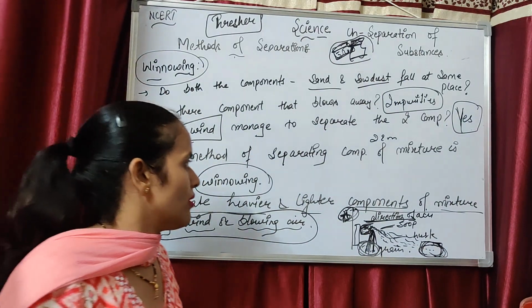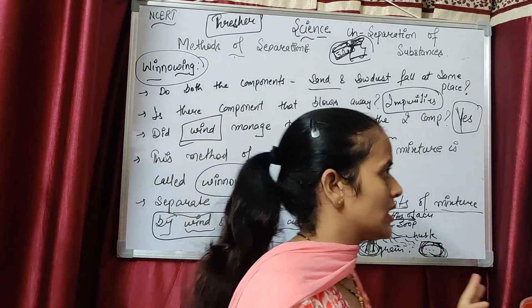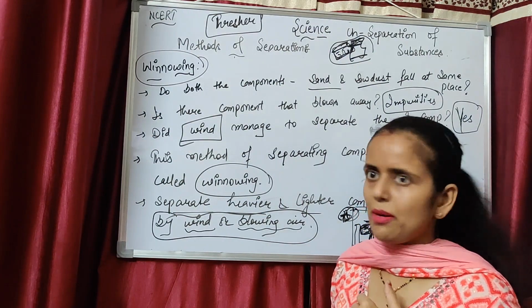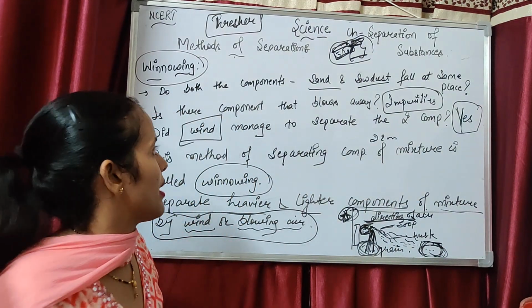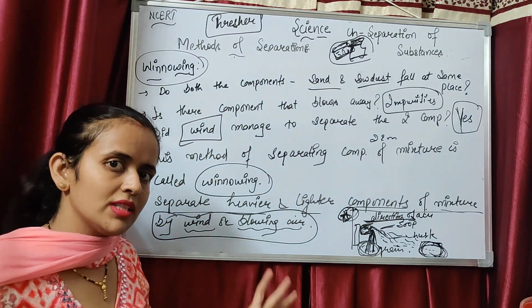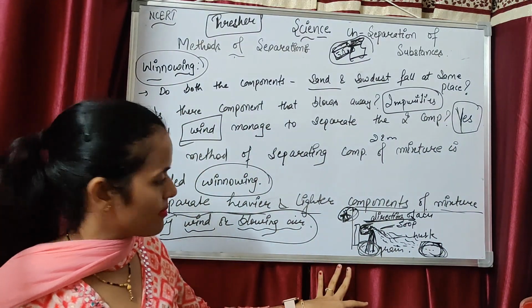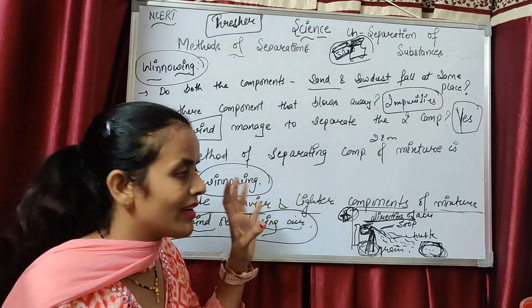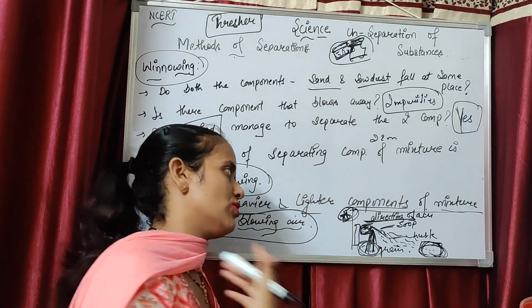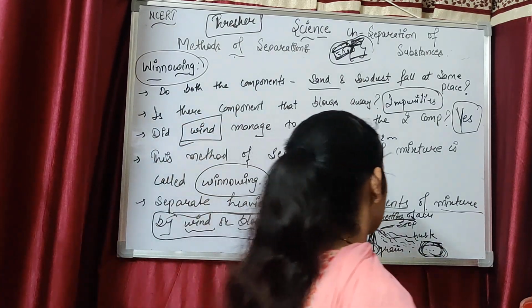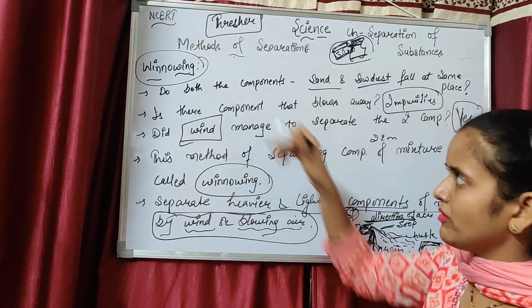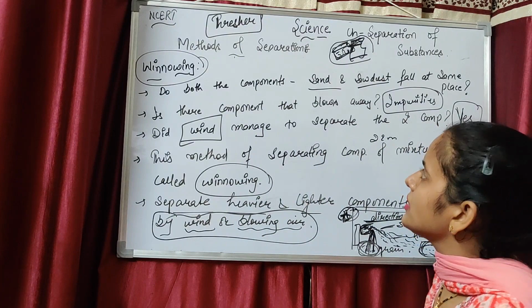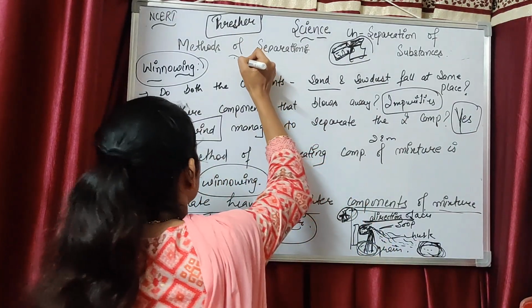So today we have covered 3 methods. First is hand picking, then threshing and winnowing. 3 methods of separation are there. For today only 3 methods are enough. You have to revise these methods very well, because these are very important methods for your early classes, and for your bigger classes also. So you have to revise these methods very well. We have to complete 3 methods today.